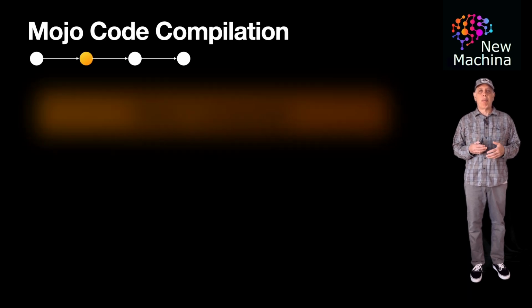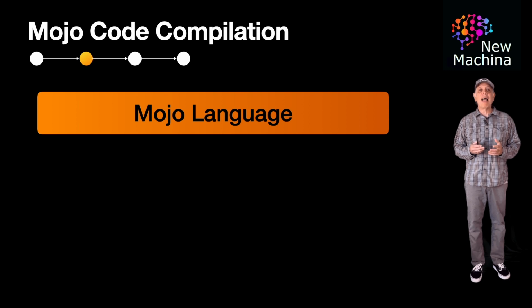Mojo starts with a front-end parser that reads and interprets high-level Mojo syntax. This stage translates the human-readable Mojo code into an abstract syntax tree representing the structure of the code. The structure of the code includes functions, variables, loops, etc.